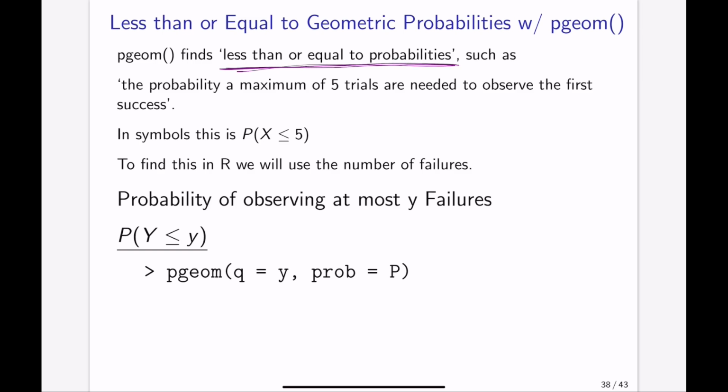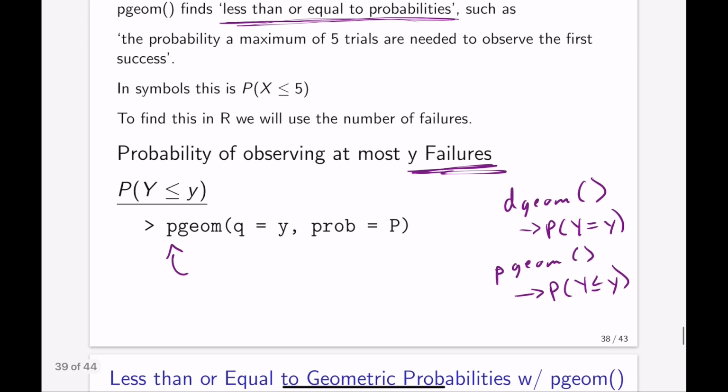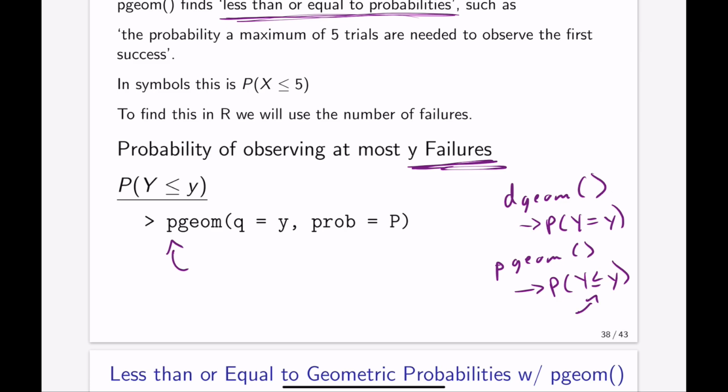Okay. R is especially helpful if you want to find events, like we said earlier, that are more complicated, like less than or equal to events. To find the probability of seeing less than or equal to a certain number of failures, we're going to use pgeom in R instead of dgeom. It's good to pay attention that this always includes the value and everything less than the value. So if you ever wanted to find the probability of seeing less than 6 failures, that's going to be the probability of seeing at most 5 failures. You would use 5 as your argument in pgeom.